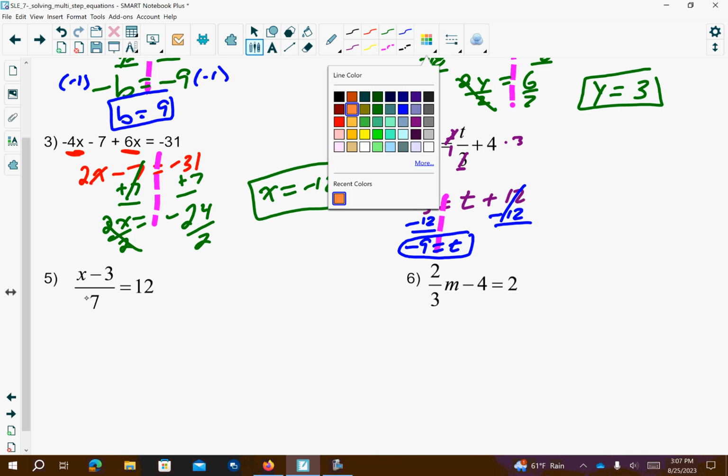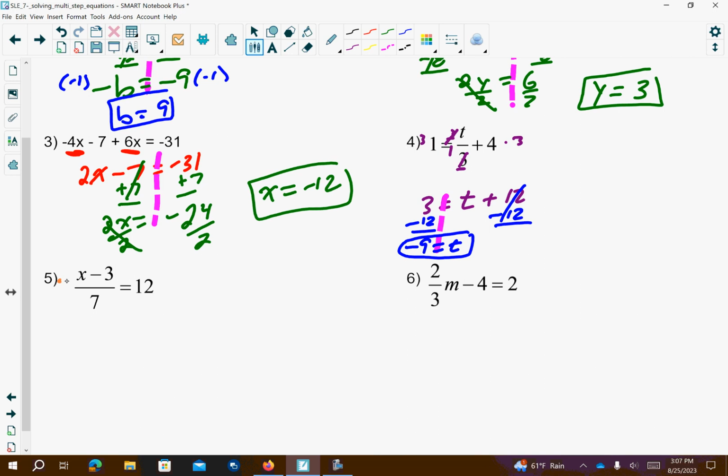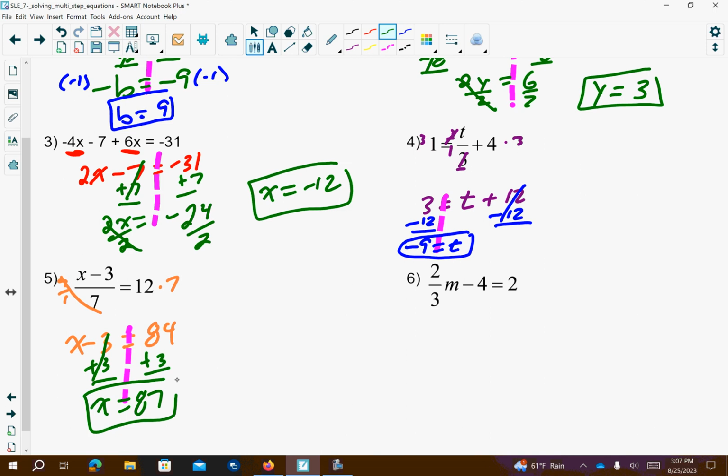Number 5. Notice I just have a 7 on the bottom. So I'm going to multiply this side by 7 over 1, and this by 7. Those cancel, so that leaves me x minus 3 equals 84. Let's add 3 to both sides. So x equals 87. It's done.